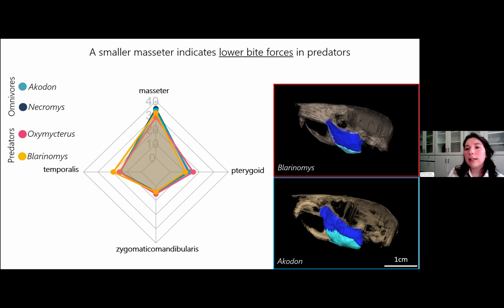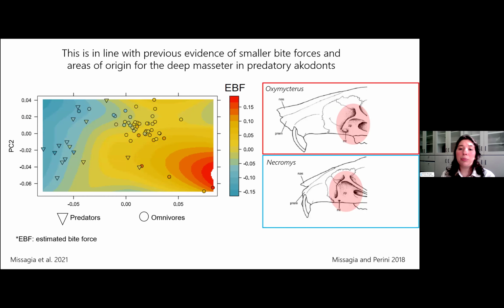And also, together with the small volume, comparing predatory and non-predatory species, it allows for a wider gape in predatory species, which is very useful when you're subduing prey. And this is in line with our previous findings of smaller areas of attachment for the masseter in the narrow zygomatic plates of predatory species, and also with our lower estimated bite force for predatory species.